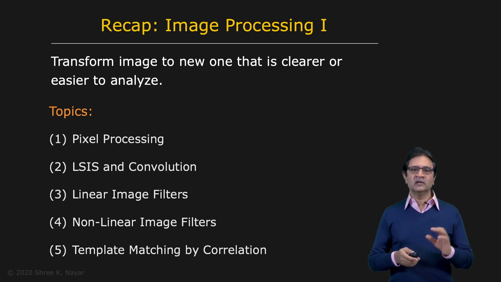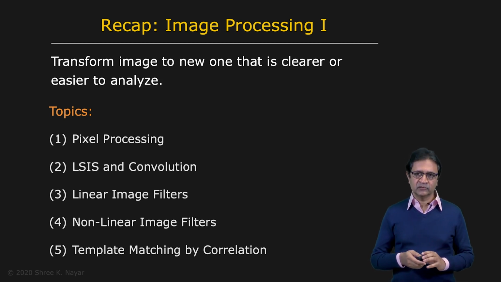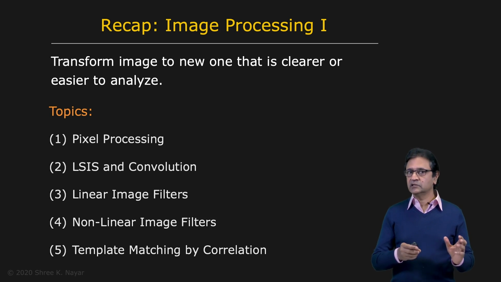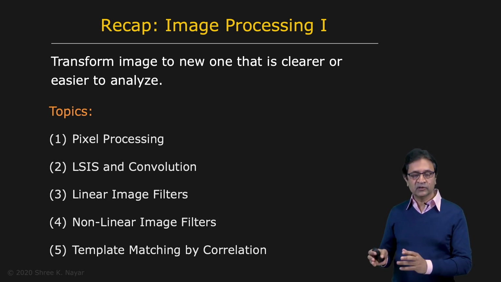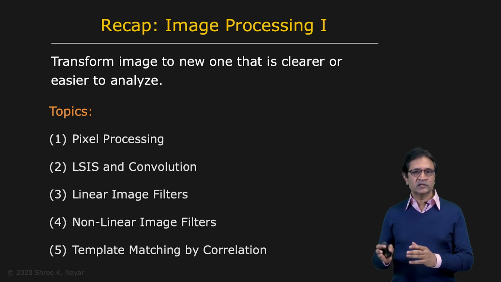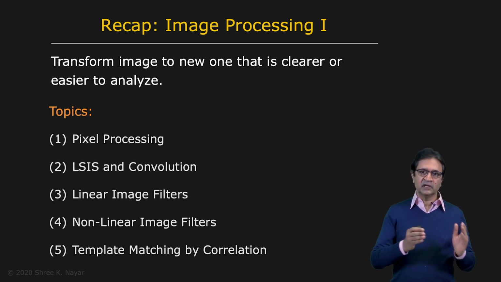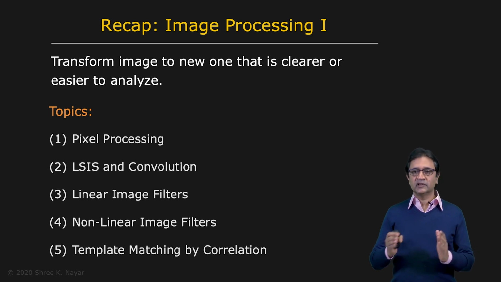Then we talked about linear shift invariant systems. And we saw how linear shift invariant systems were really performing what's called a convolution. And any system that is doing a convolution is a linear shift invariant system, and vice versa. Based on this theory, we developed a few linear image filters. For instance, filters for smoothing an image, for diminishing the noise in an image.